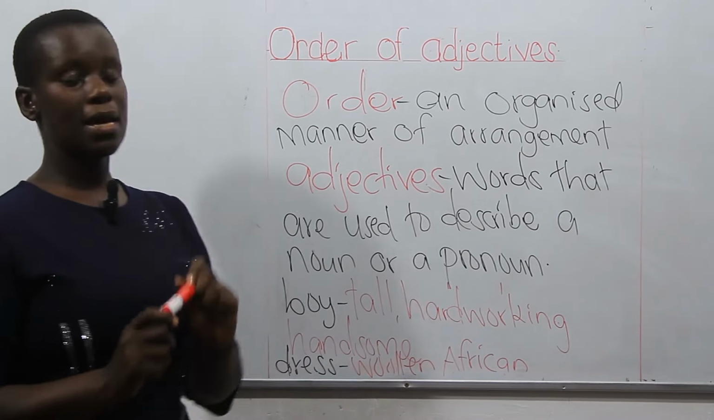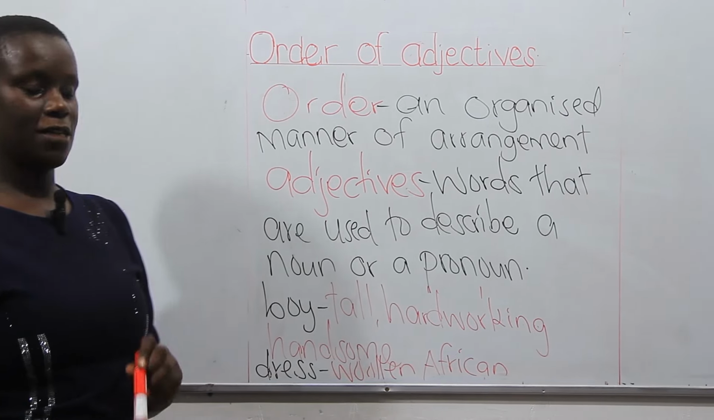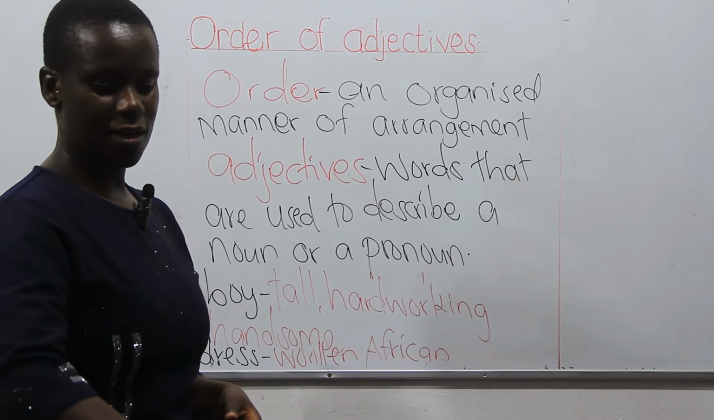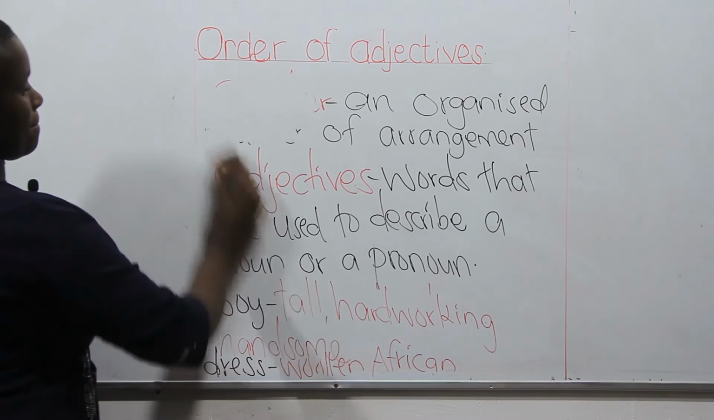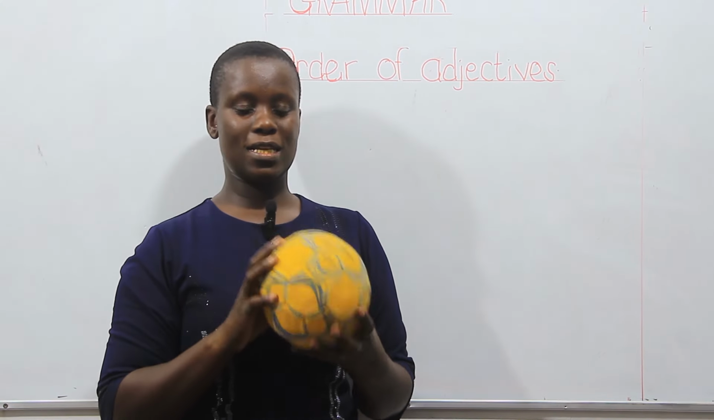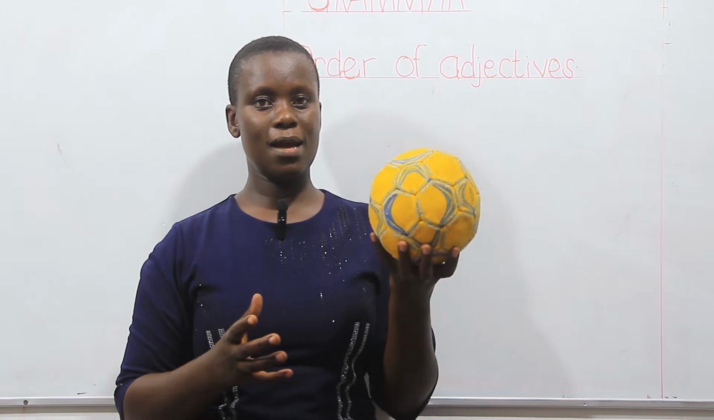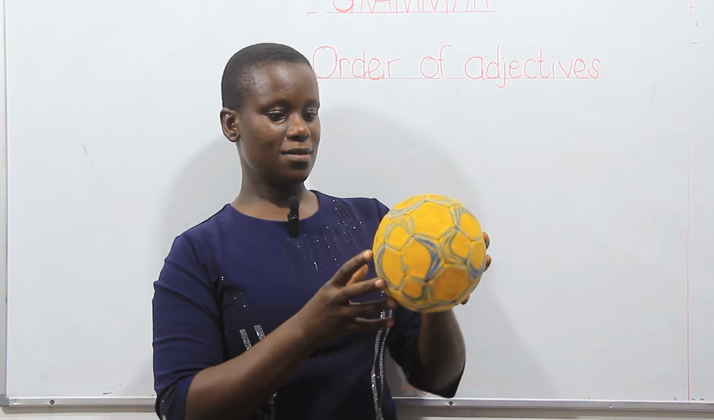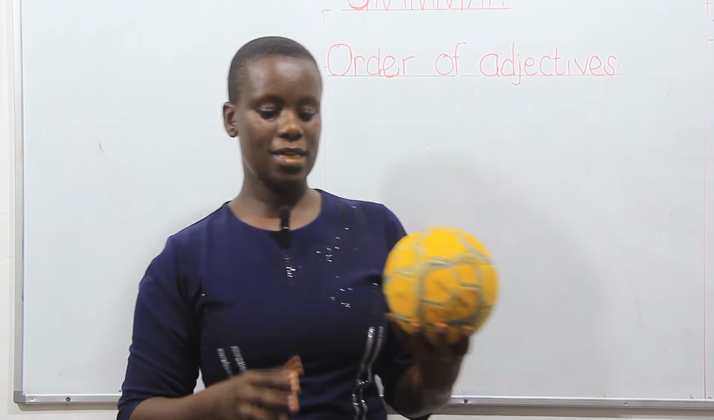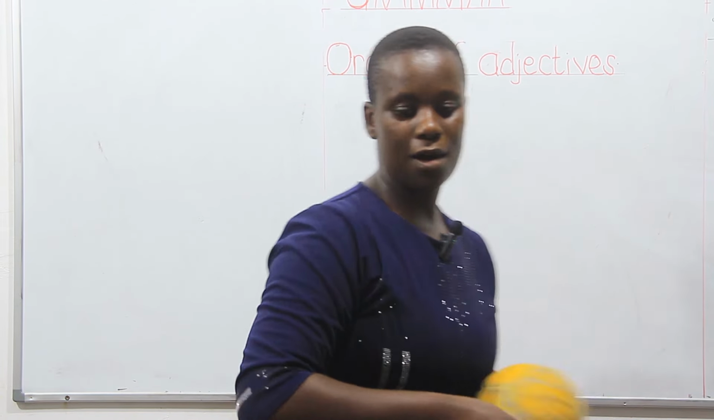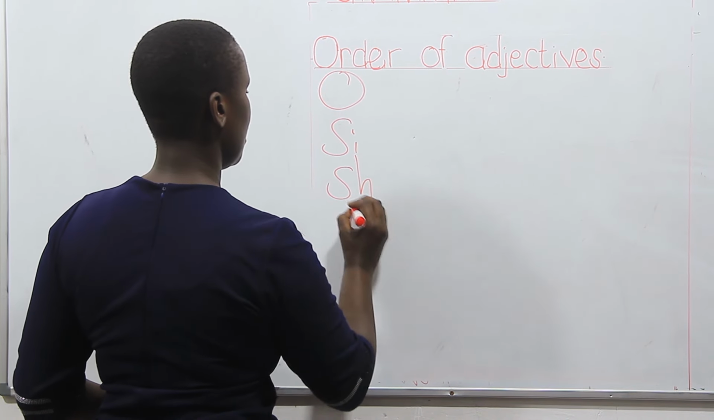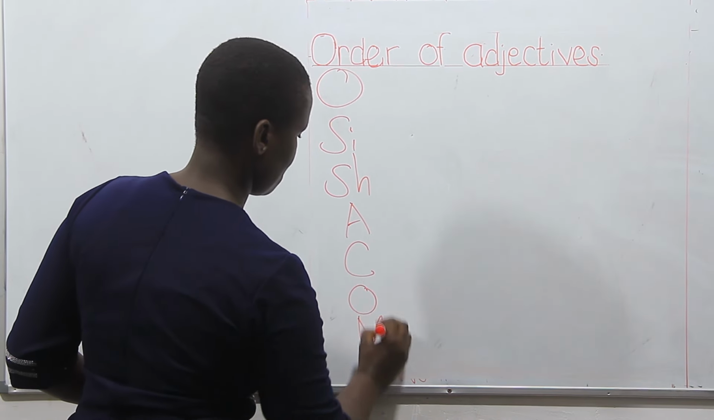In some cases, a noun can be described using more than one adjective. And in such a case, we follow a certain order. And when following that order, we come up with an acronym. I have the ball. And this ball can be described using more than one adjective. We can describe this ball using its color, its shape, its origin, because I can see a label here made from China. Now, we have to follow a certain order, and we come up with the acronym O-C-H-A-C-O-M-P.